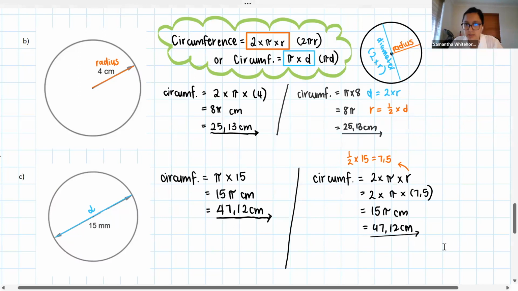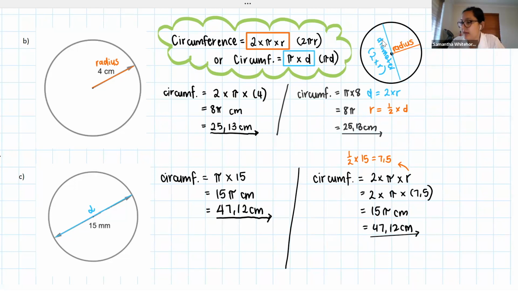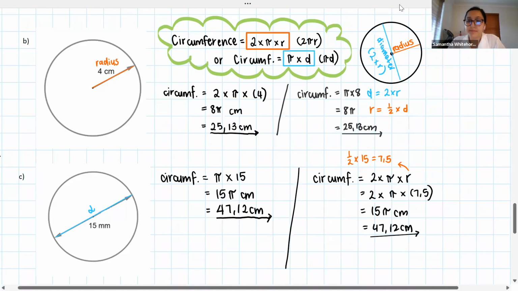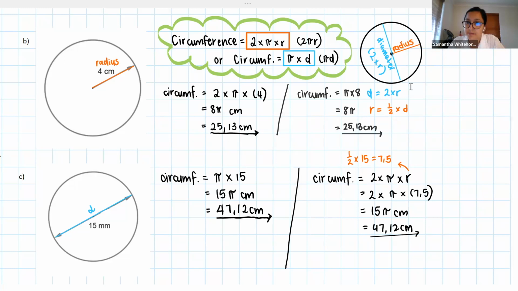Either way, you get the correct answer. It's completely up to you. Personally, I would pick a formula and I would stick with it. So for me, I always use 2 pi r. Right, so I either have to find the diameter, find the radius or whatever, but if I've learned that formula, that's the one I'm going to use. But you can use either one, really doesn't matter.